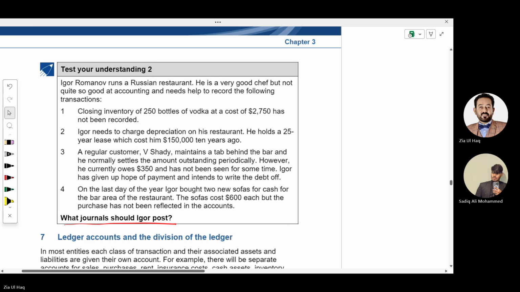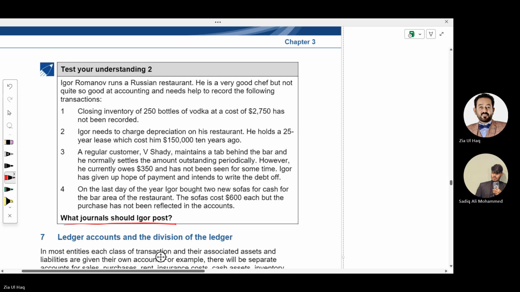Igor Romanov, the name of a person. He's a very good chef, but not quite so good at accounting. He doesn't know about accounting and needs help to record the following transactions. We have learned how to record transactions, how to record double entry. So we need to record double entry for 1, 2, 3, 4.